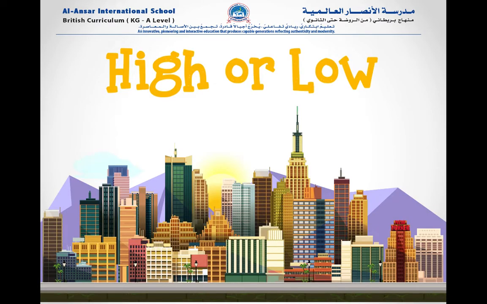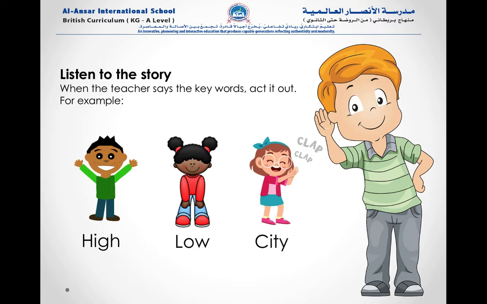Now, today we are learning about high or low. So I am going to read a story to you. And please remember, if something is high up, it's further up in the sky. If something is low, it's lower down. When I say these words, you are going to do the following actions. If you hear the word high, you're going to put your hand way up high. If you hear the word low, you're going to put your hands down low. And if you hear the word city, you're going to clap your hands.